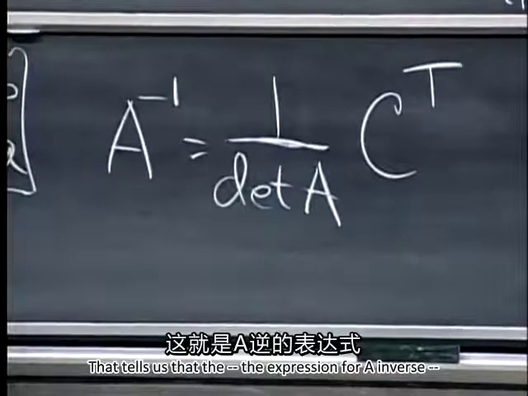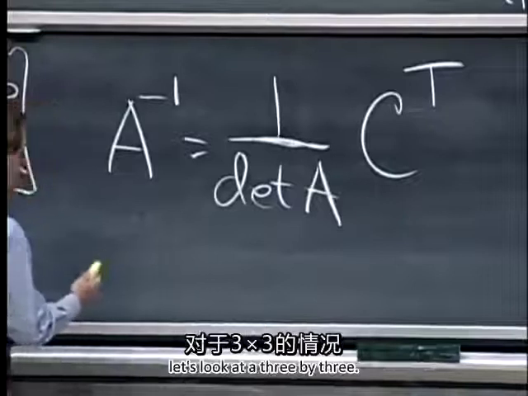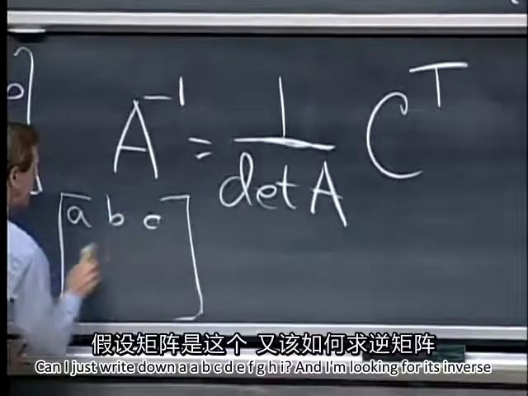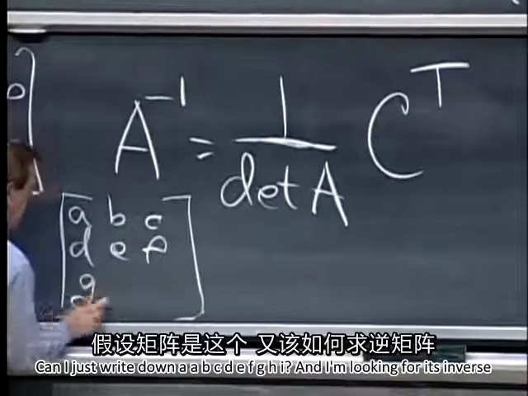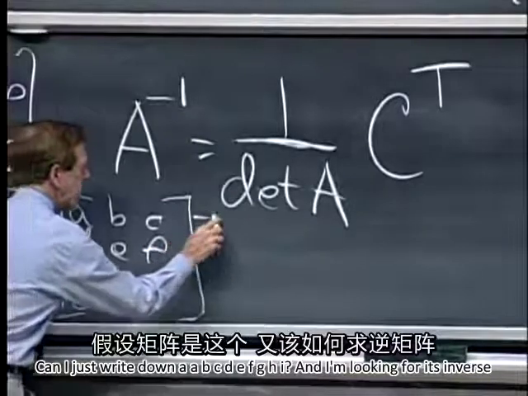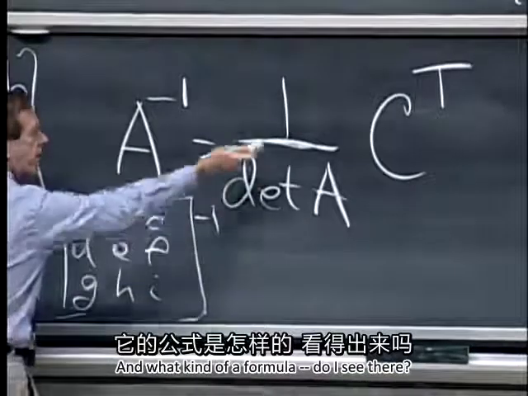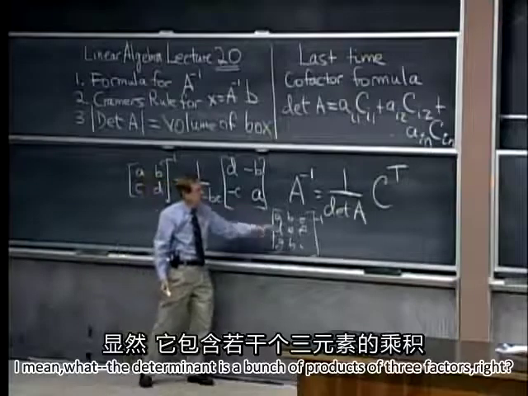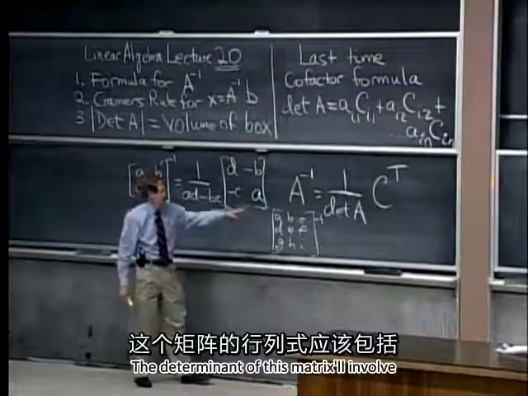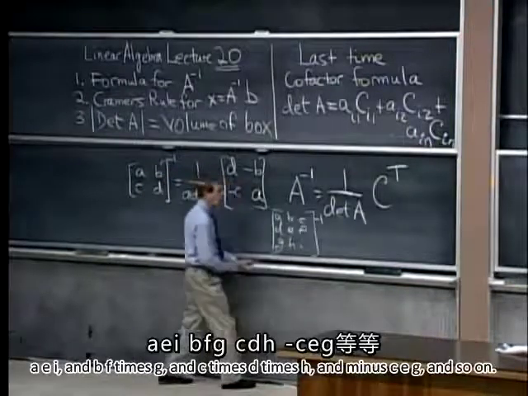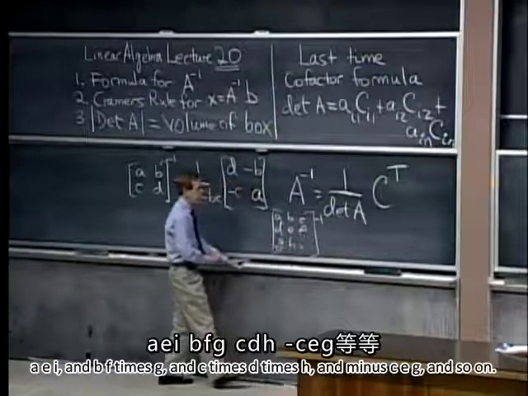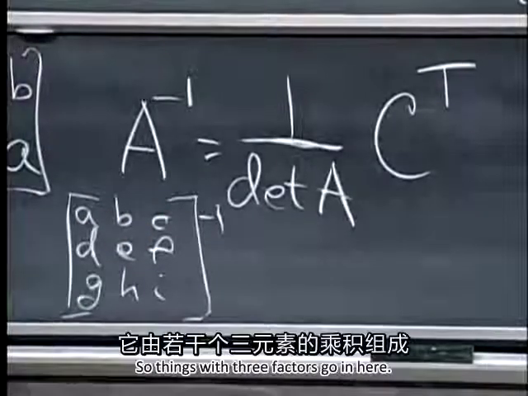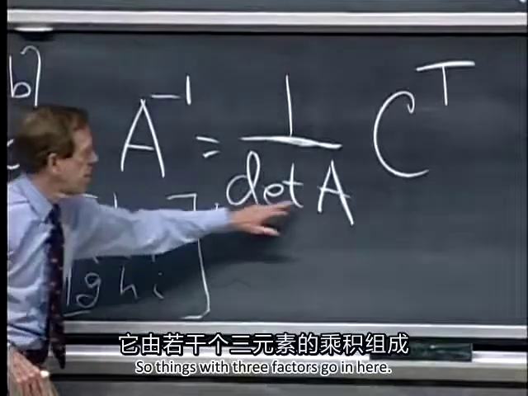That tells us the expression for A inverse, let's look at a 3 by 3. And I just write down A, B, C, D, E, F, G, H, I. And I'm looking for its inverse. And what kind of a formula do I see there? I mean, the determinant is a bunch of products of 3 factors, right? The determinant of this matrix will involve A, E, I, and B, F times G, and C times D times H, and minus C, E, G, and so on. So things with 3 factors go in here.